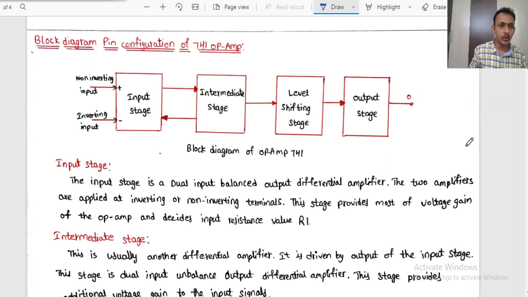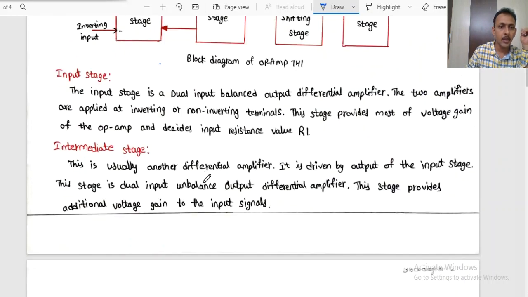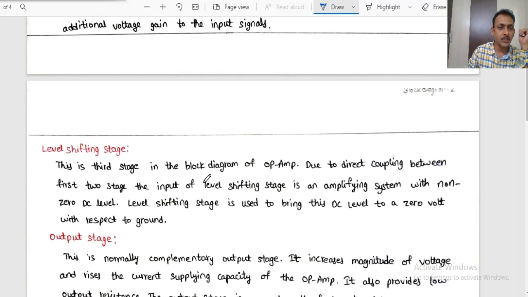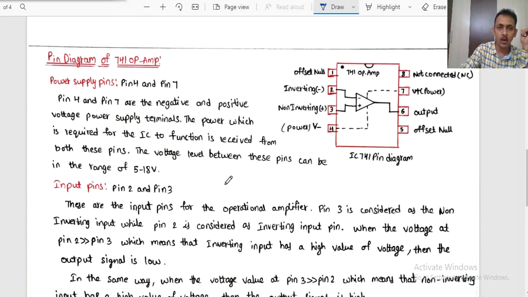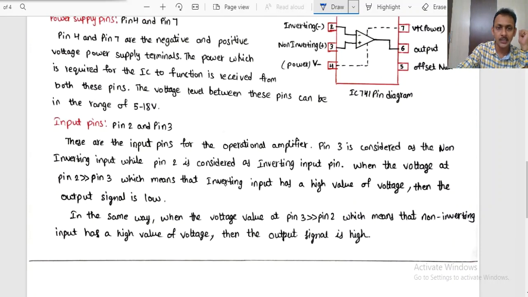In this video, we are going to discuss the block diagram and pin configuration of the 741 operational amplifier. What are the different blocks we are having in the block diagram, and also what are the different stages: input stage, intermediate stage, level shifting stage, output stage. All those things we will discuss, and also we will focus on the pin diagram of the 741 operational amplifier. What are the different pins we are having, what are the names of each pin, and what is the purpose of each pin, we will discuss in this video.